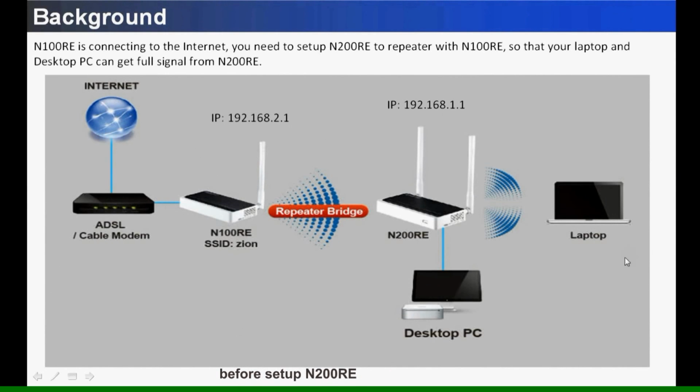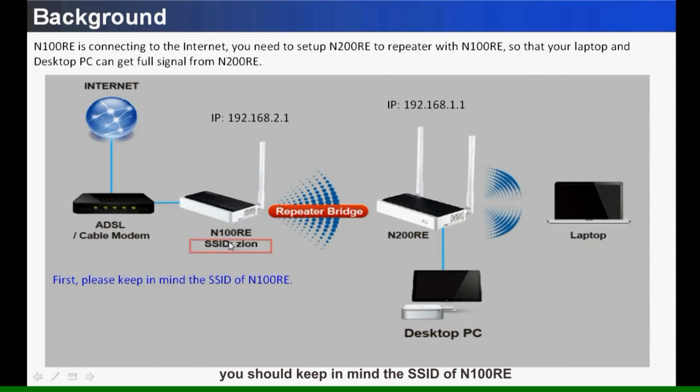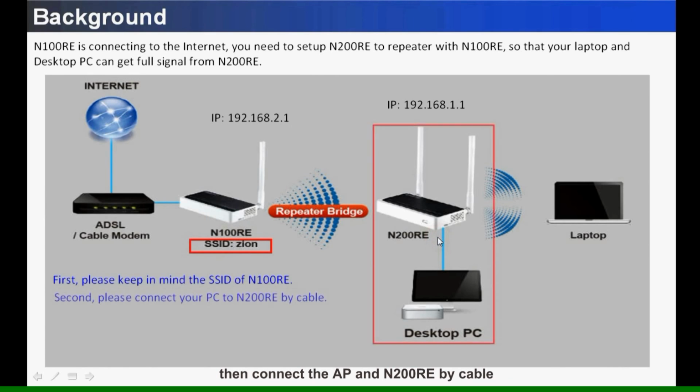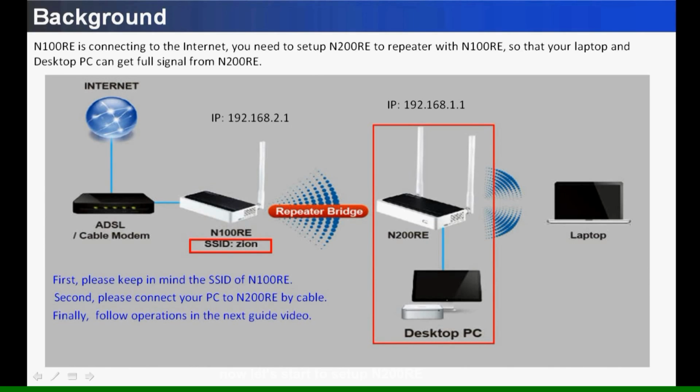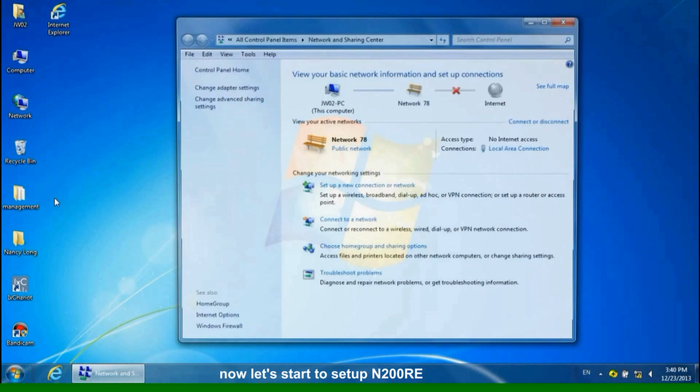Before setting up N200RE, you should keep in mind the SSID of N100RE. Then, connect the AP and N200RE by cable. Power on both of them. Now, let's start to set up N200RE.